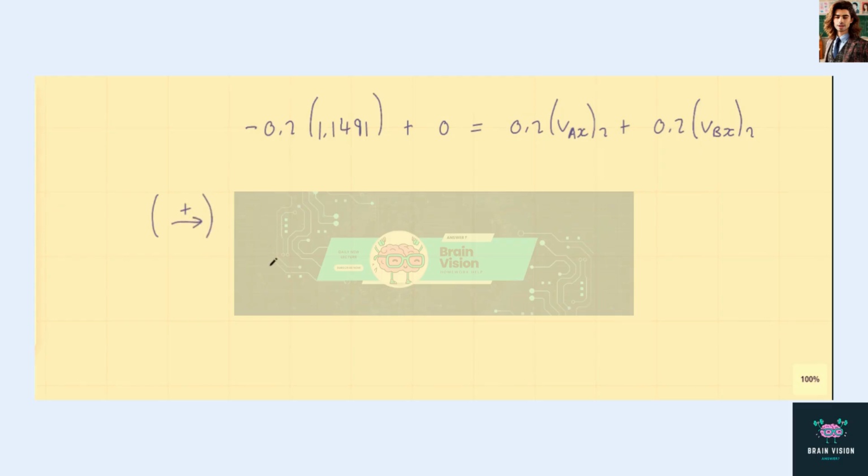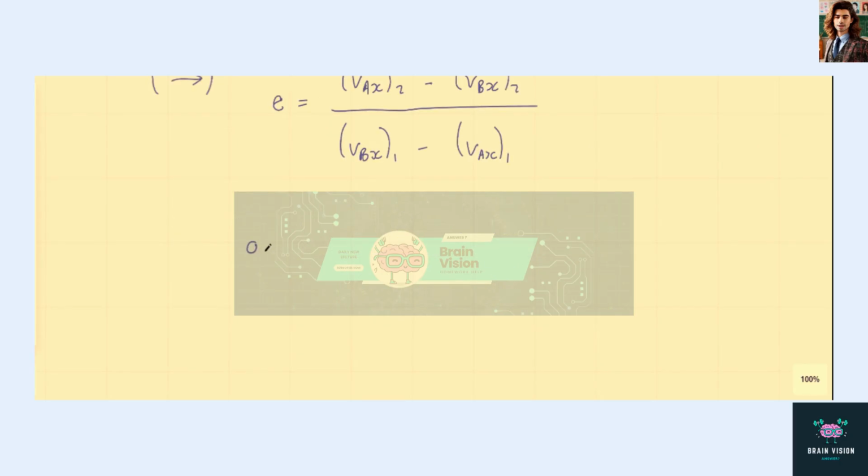So again, taking horizontal components, the coefficient of restitution, E, is equal to VAX2 minus VBX2 over the difference between the initial velocities in the x direction, VBX1 minus VAX1. And this coefficient of restitution E is given. So this is 0.85, which is VAX2 minus VBX2 over, since B is at rest initially, 1.1491. And so now we have two equations with the same two unknowns.